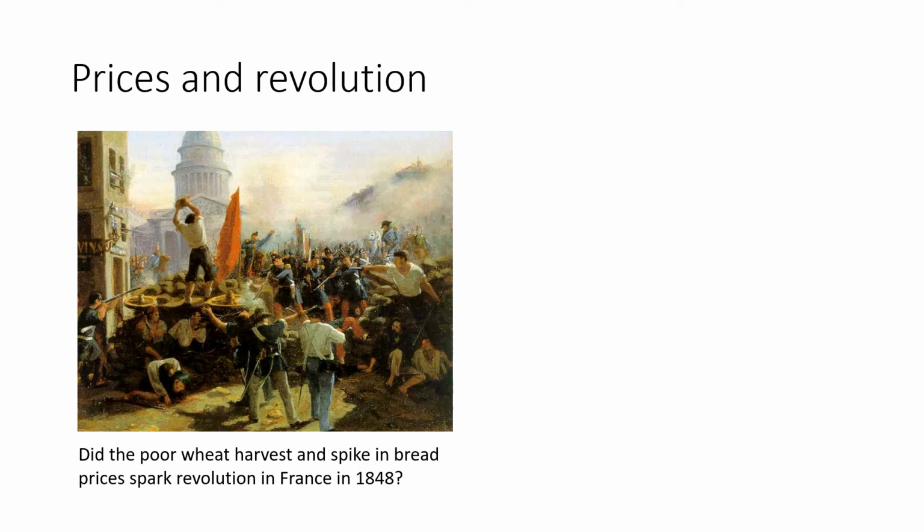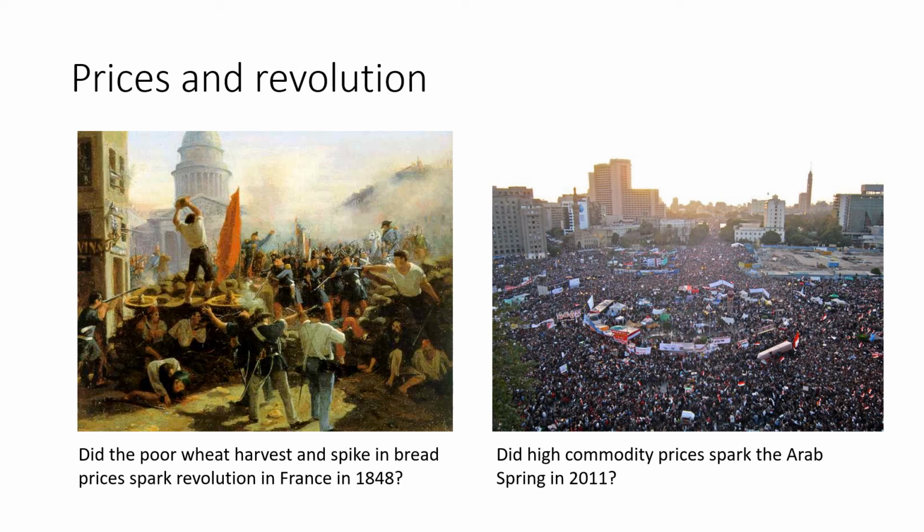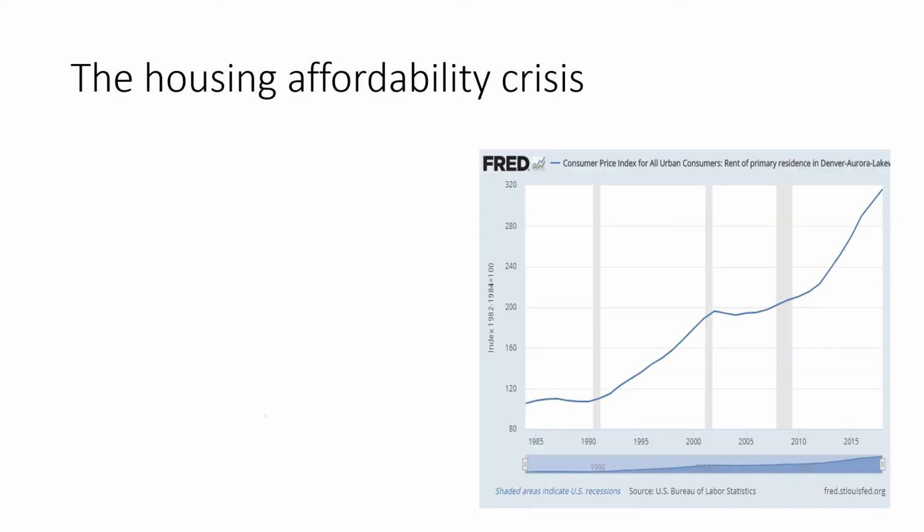This may seem pretty abstract, but the price of bread has been very important in leading to revolutions in world history. The poor wheat harvest and the spike in bread prices arguably sparked the revolution of France in 1848, and high commodity prices might have sparked the Arab Spring more recently in 2011. This, of course, is Tahrir Square.